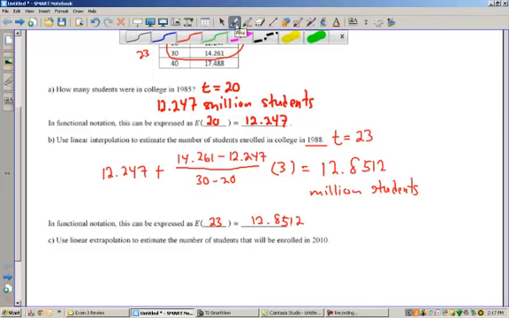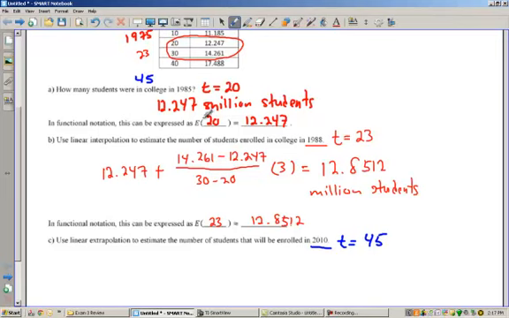Okay, on part C now, we're going to do something slightly different because it says use linear extrapolation to estimate the number of students that will be enrolled in 2010. So in 2010, right, we start again in 65, so 5 gets to 70, plus 30 to 2000, plus another 10, so that's 45 years after 1965. And so 45 is right down here. And it's extrapolation because we're going to estimate a value outside the table, where this one was interpolation, and we estimated a value inside the table. And the way we're going to do this is quite similar to what we did before, but instead of using these 2 points, we'll actually use these 2 points.